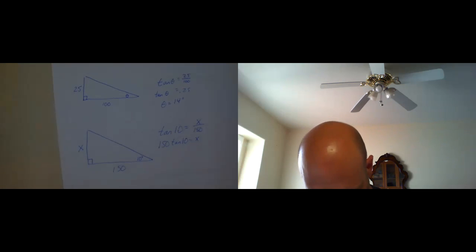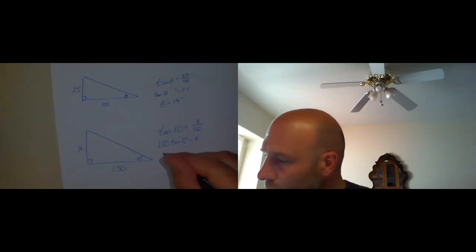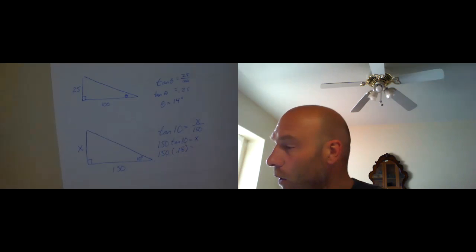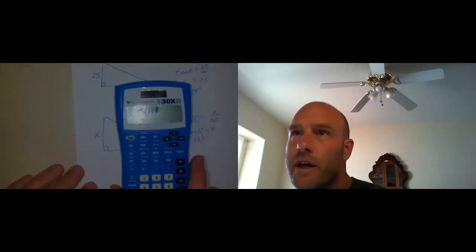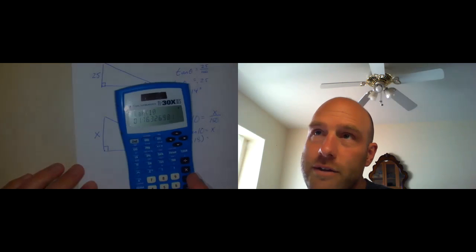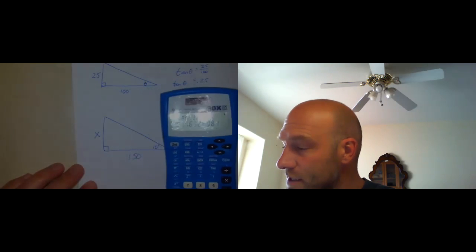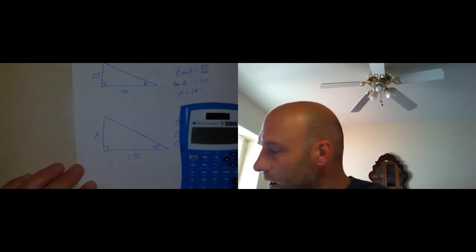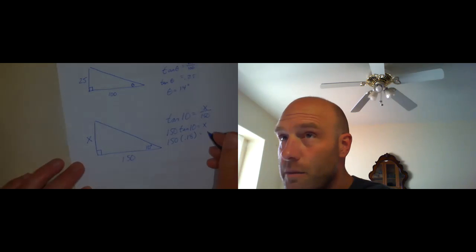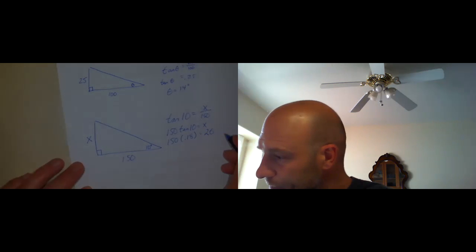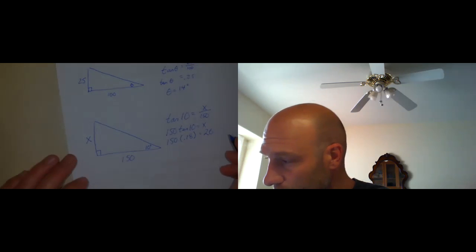Either looking in my book for the tangent of 10, which is about 0.18, 150 times 0.18, or plugging into the handy dandy calculator, get the tangent of 10, enter, is that 0.18176-ish, and multiply that by 150, and I'm going to find that my house is approximately 26 feet tall. Okay.